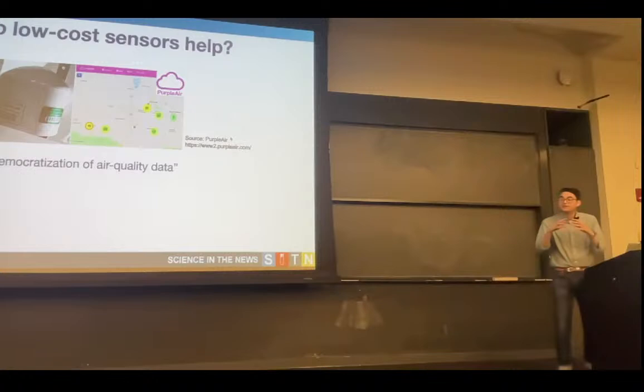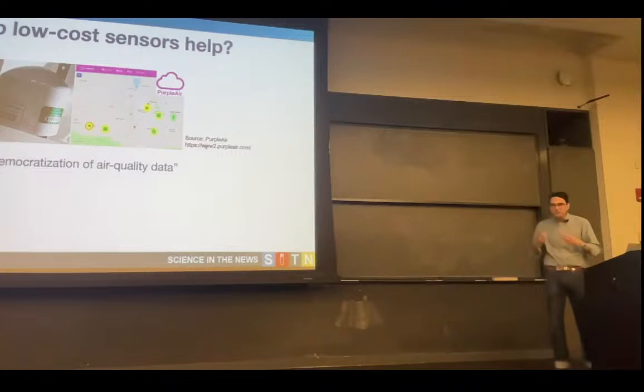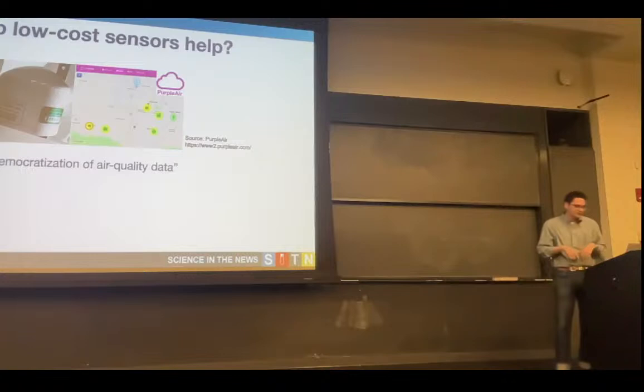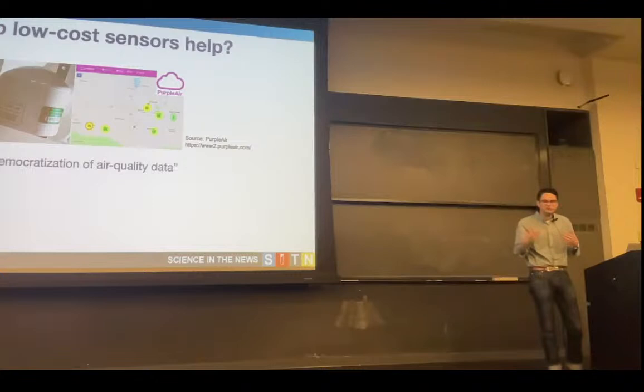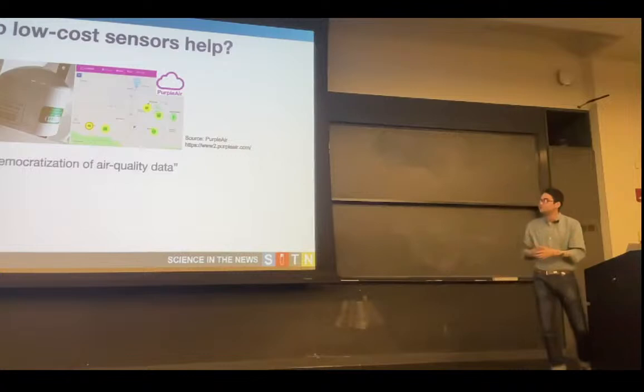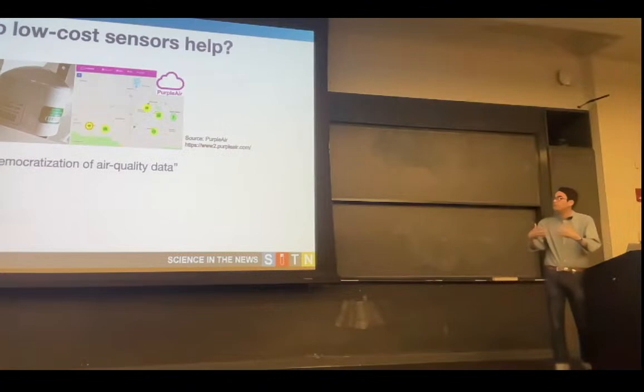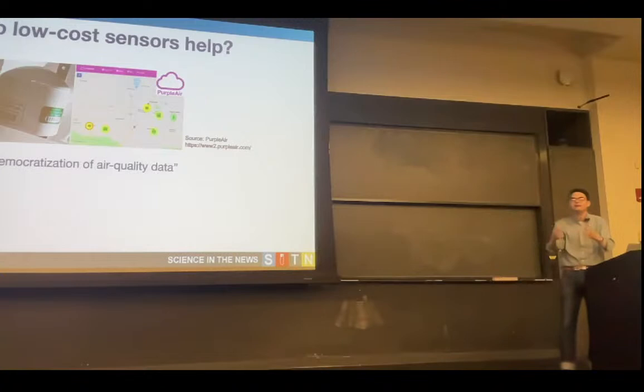Here is the Purple Air company. It's the largest low-cost sensor company in the world right now, with tens of thousands of sensors. Basically, you pay $300 or something for a sensor, connect it to the internet, put it outside your house, and you can upload those concentration measurements in real time. It's been championed as a democratization of air quality data. Anyone can buy this, anyone can upload data to the cloud, and we have this new way to fill in the gaps of traditional measurement techniques.